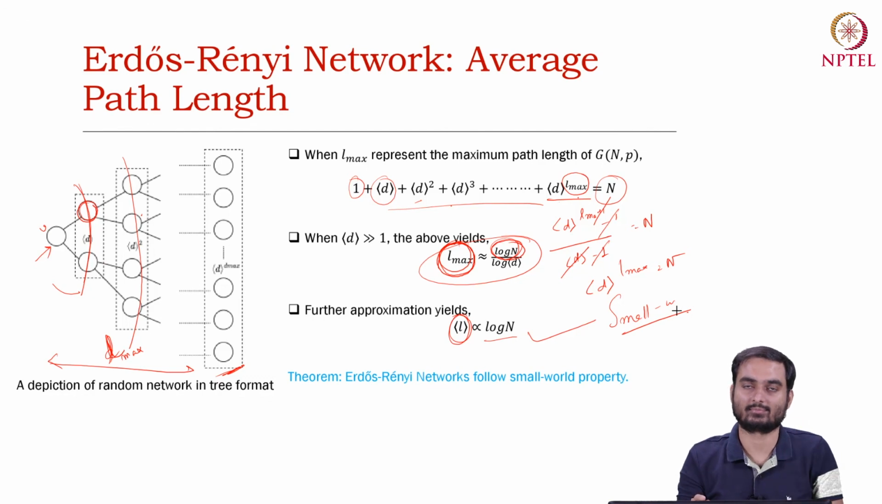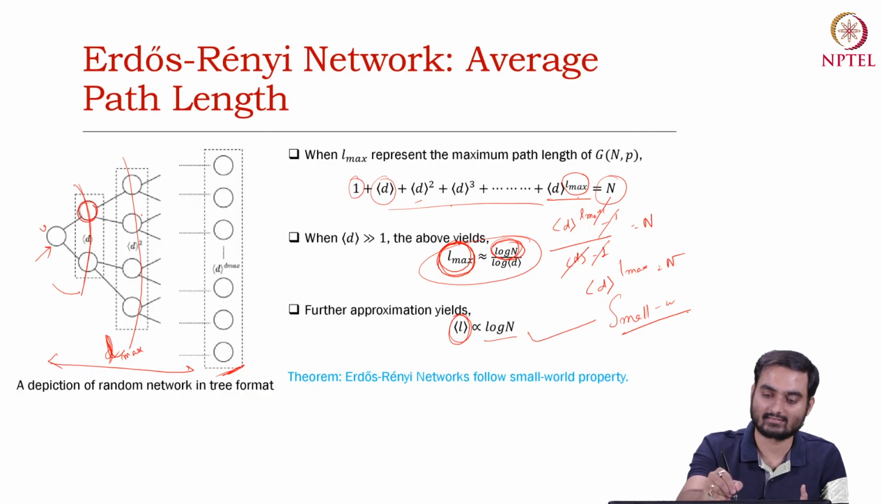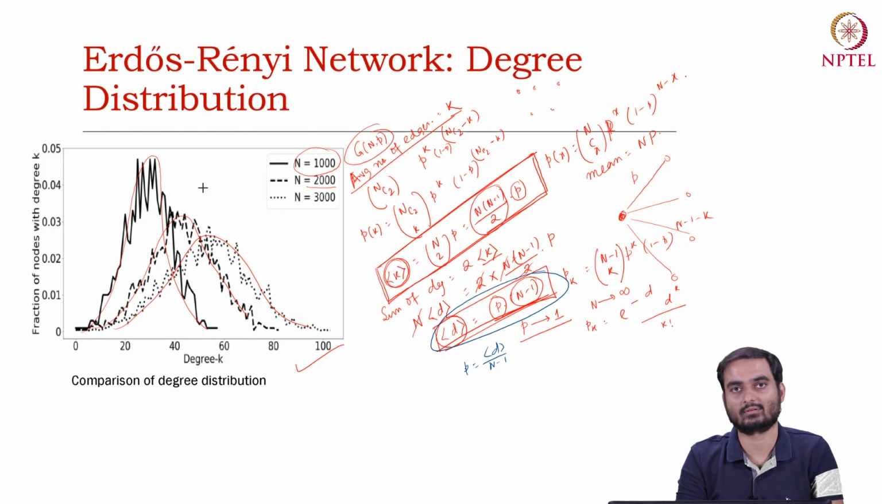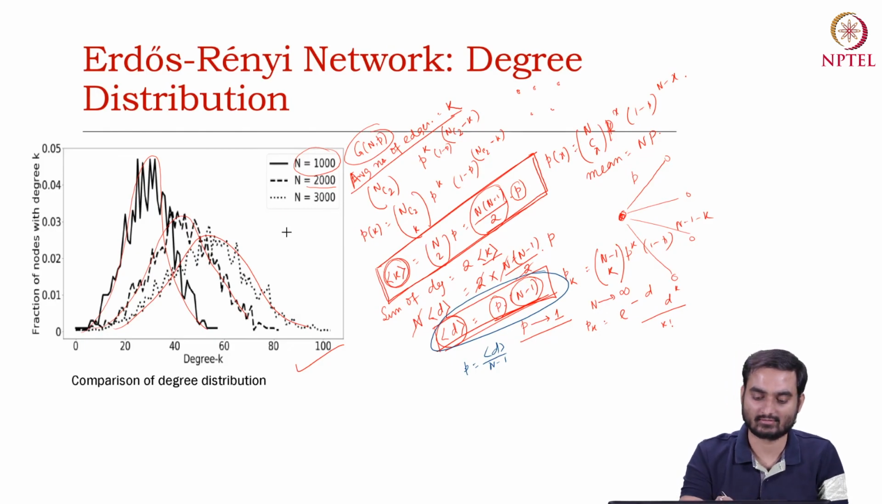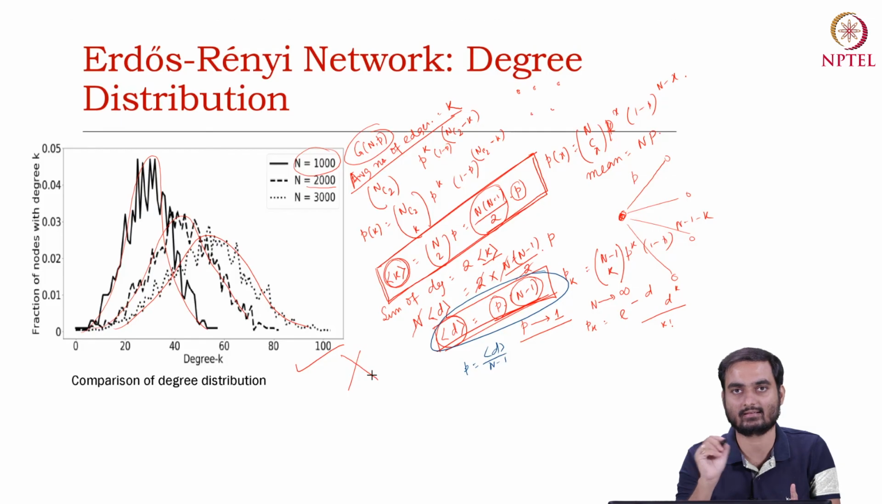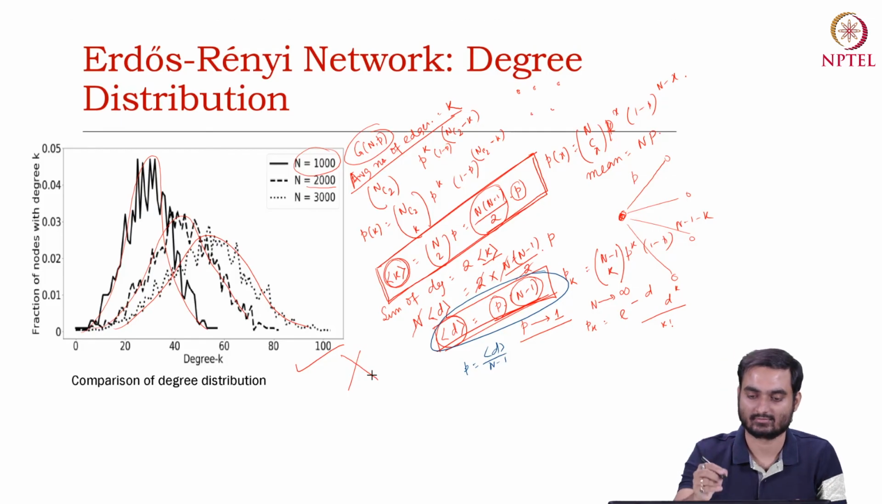So, one property is satisfied, but it does not follow the scale free property. Why? Because we have already seen earlier that it follows the Poisson distribution, or the binomial distribution, which is not a power law distribution. So, it does not follow the power law property. One property is ticked, the other property is crossed.